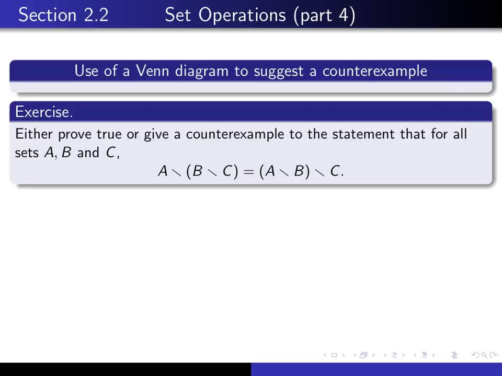And if you don't believe it, then your Venn diagram should suggest a counterexample to you. And so write down a counterexample. If that's the case, write down a counterexample, and that would then be your proof. So put your video on pause and go ahead and do that.